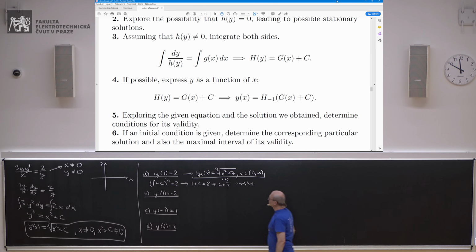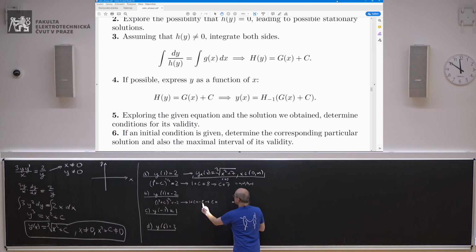Okay, let's move to the second one. Time is 1. The cubic root of 1 squared plus c should be negative 2. We take the cubic power. 1 plus c is negative 8, so c is negative 9. And therefore the solution y b of x is the cubic root of x squared minus 9.